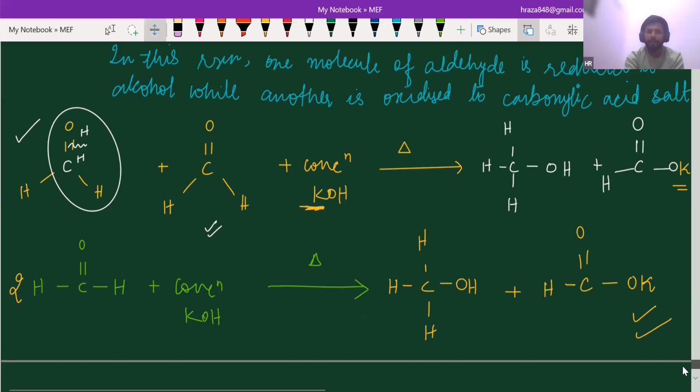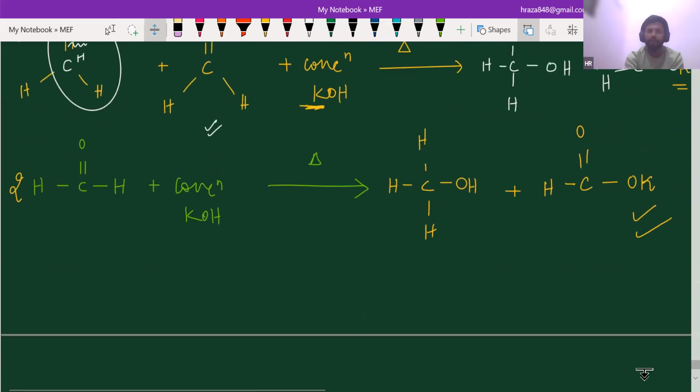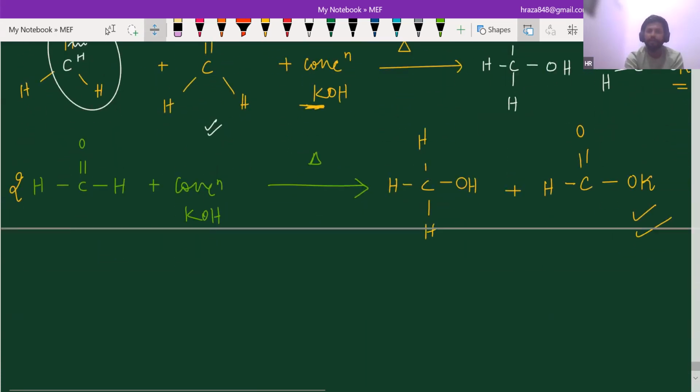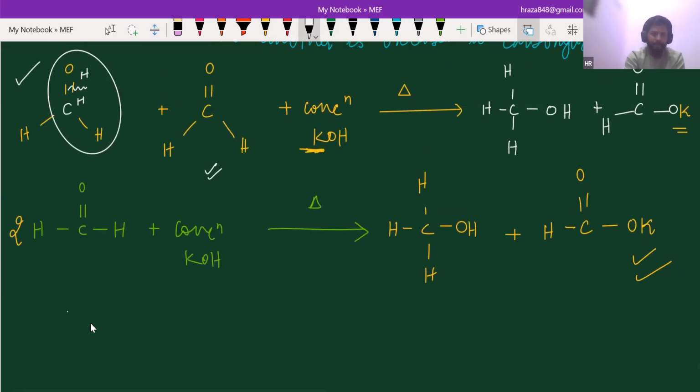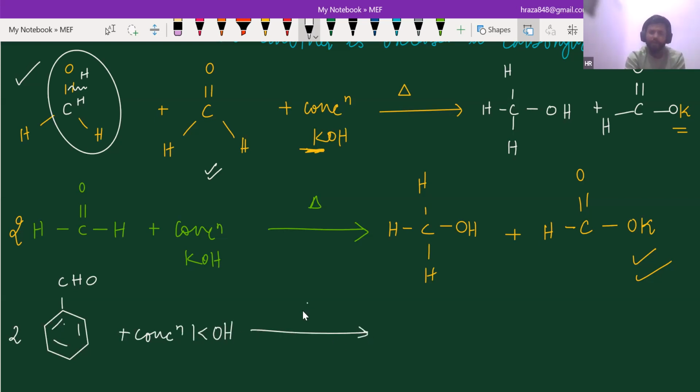So please do write the reaction, and I'm going to give you another question on this. You're going to take 2 mole of this, then concentrated KOH or NaOH. I'm going to take NaOH. You can take NaOH or KOH.